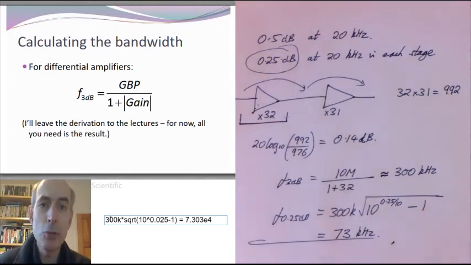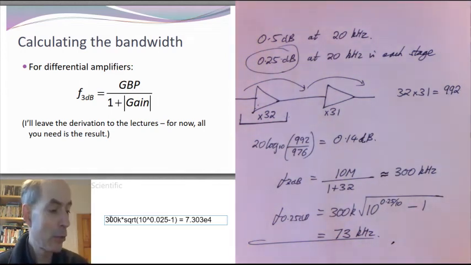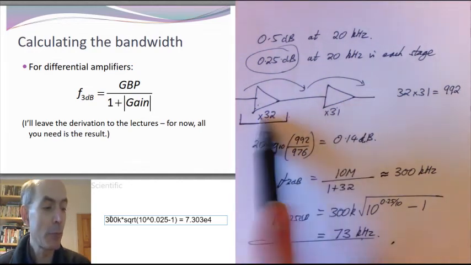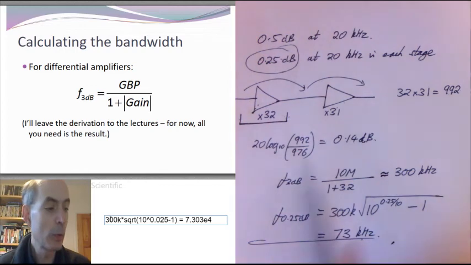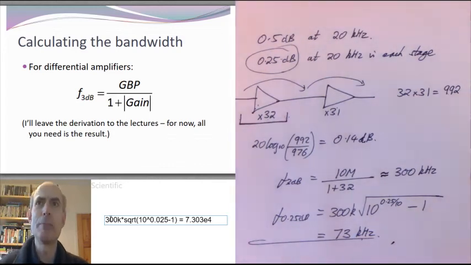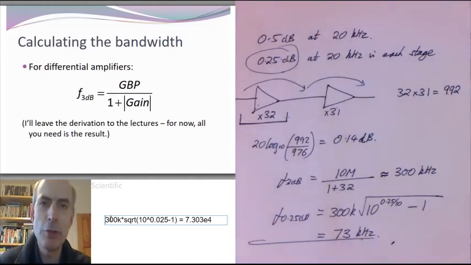73 kilohertz is well above the 20 kilohertz that's our design target, so yes, this is going to work absolutely fine. Two stages, both with gains of around about 31 or 32, will give us the gain that we need, and they will give us the bandwidth that we need as well. So that's what we'll do. We'll split the gain between two stages. How you choose to split the gain between the two stages is up to you.